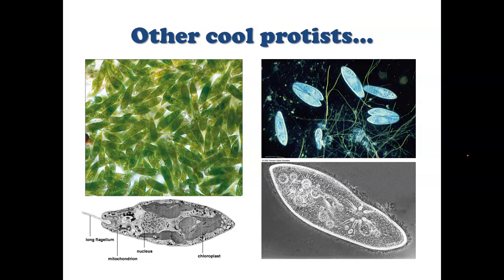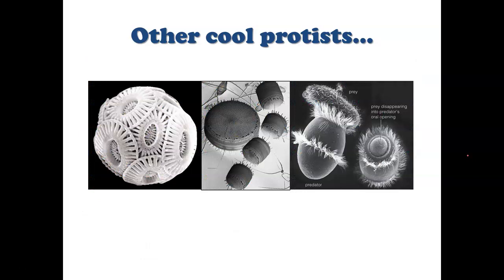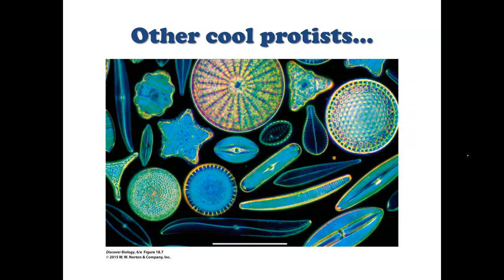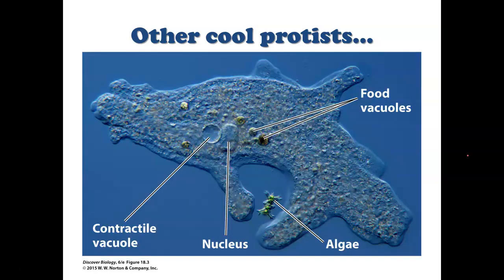These things are on the left, Euglenias, on the right, Paramecia. Right? You probably saw some of these Paramecia in the pond water experiment that we did on the first day of lab. Coccolithophores, diatoms. I don't know what that is on the right. Looks like an Easter egg in a hula skirt. These are diatoms. These are cool because their skeletons are made out of glass. Amoebas.